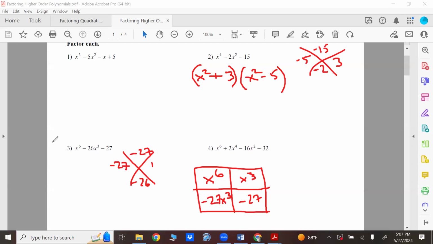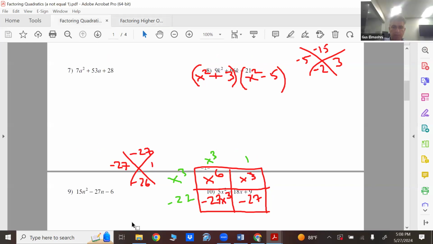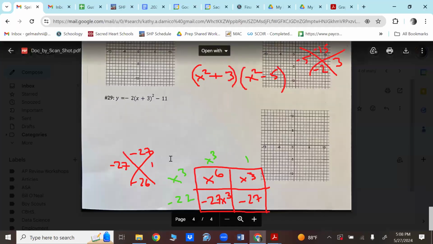Wait, I'm sorry, I lost track. You could take out x from the first row, x from that row, and then you could take out 27, negative 27. Right. Now you could practice further, but I don't think you guys have done that kind. So we haven't, and it's nothing to worry about, but I just want to make sure you don't get thrown off when you see something like that.